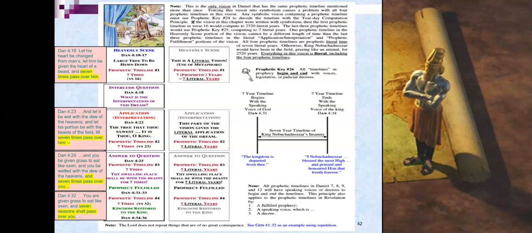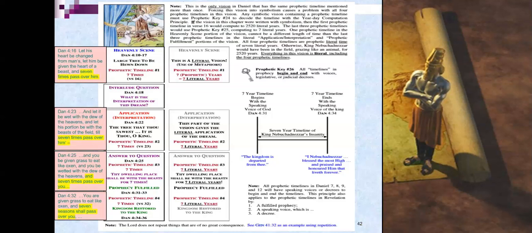So in the prophetic key number 26, and in the comparison to the right of the heavenly scene, Charlene elaborates that this is a literal vision, like we've already shared, and it's using a metaphor, which answers, I think, Christine's question of what type of symbolism that was. That was a metaphor.